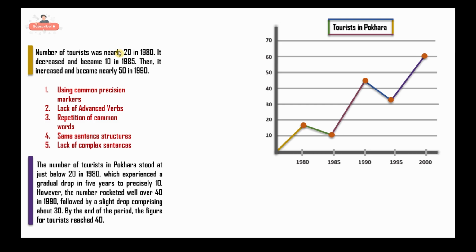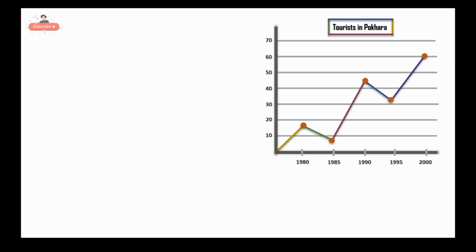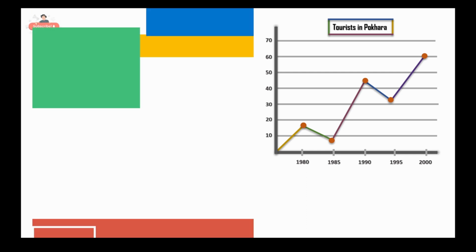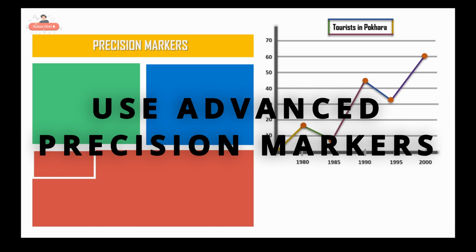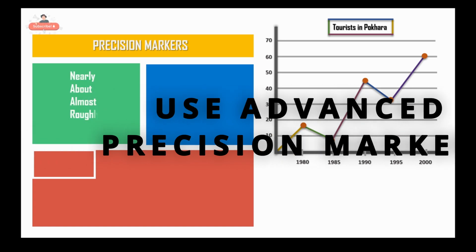Now my concern is you guys are using the word nearly quite frequently. I find most of the students using this word nearly. I don't know why they are so fond of this word. There are other awesome formal words that you can use. So let's understand rule number 1, and that is using advanced precision markers.